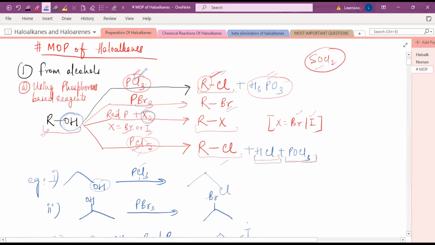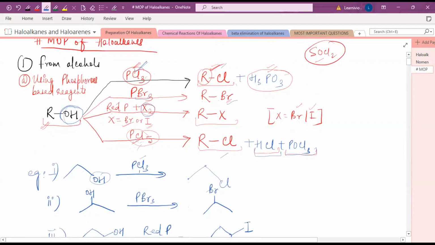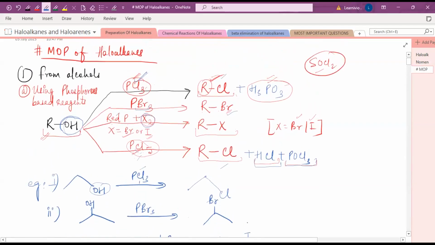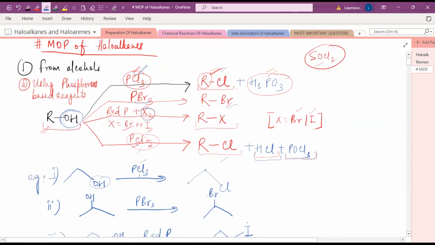Yeah, so write down first the methods of preparation of haloalkanes, and first write down from alcohol. In the from alcohol section, write part 1, using phosphorus based reagents.